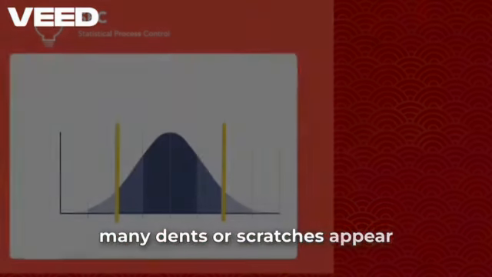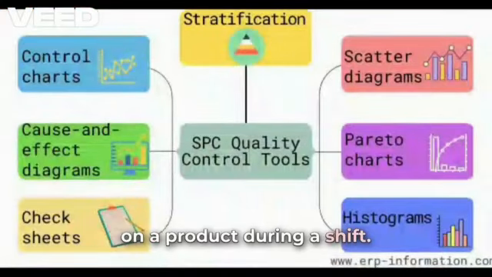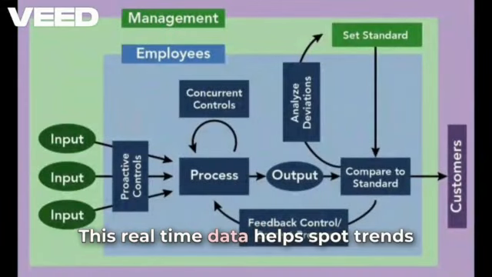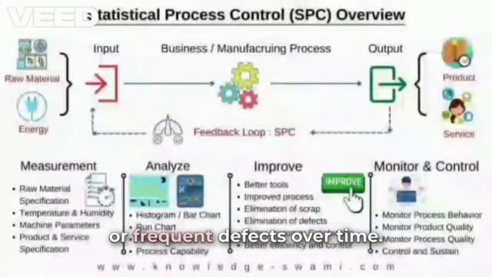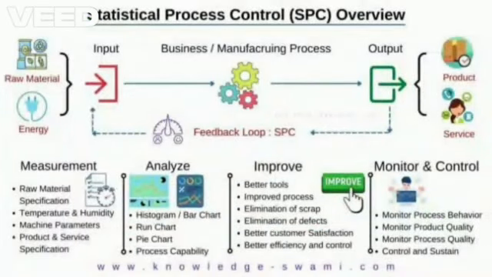Tool 1, check sheet. This is a simple and effective way to gather data. Imagine a worker recording how many dents or scratches appear on a product during a shift. This real-time data helps spot trends or frequent defects over time.